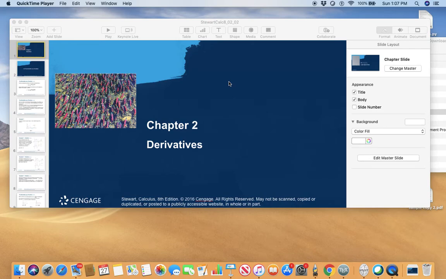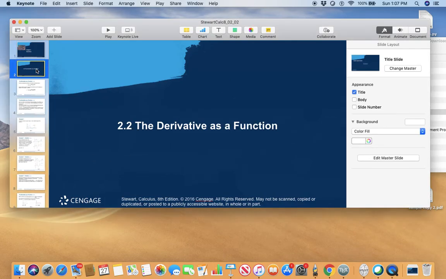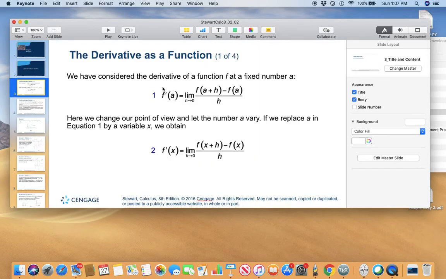Back, Chapter 2, Section 2.2, the derivative as a function. We have considered the derivative of a function f at a fixed number a using this particular definition. f prime of a is the limit as h approaches 0 of the fraction f of a plus h minus f of a, the whole over h.